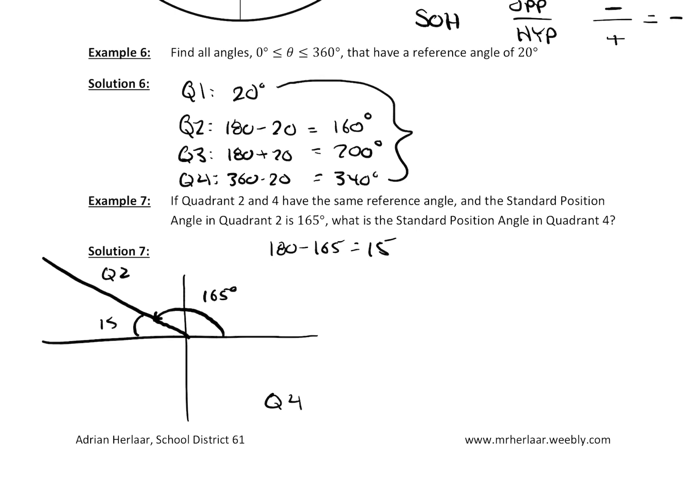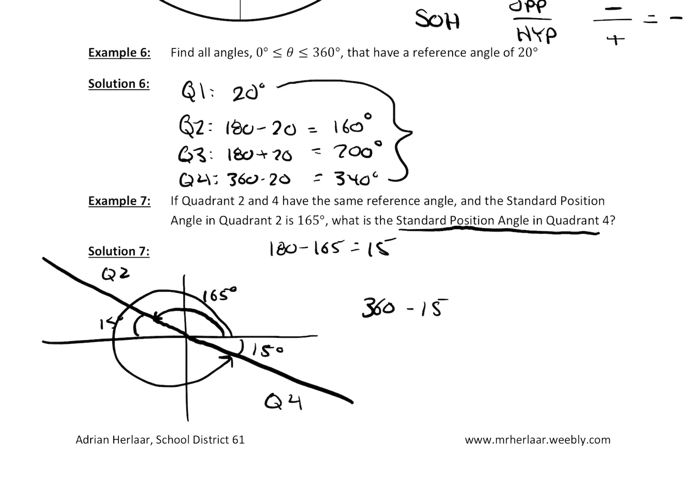So that means this is 15 degrees, right? So then, well, what's the standard position in Q4? Well, what that means then is the reference angle in Q4 has to be 15 degrees. So what's that angle? 360 minus 15, 345. So that is the beginning of trig, reference angles, standard position, coterminal, terminal arm, a lot of vocabulary you're going to have to wrap your head around.